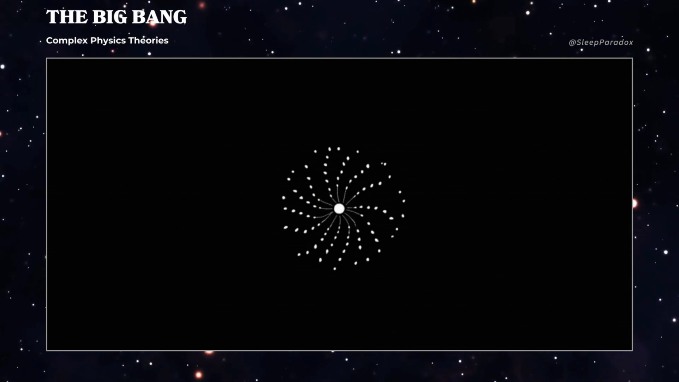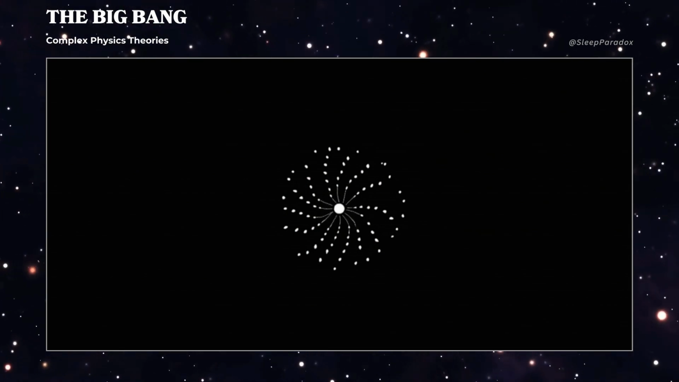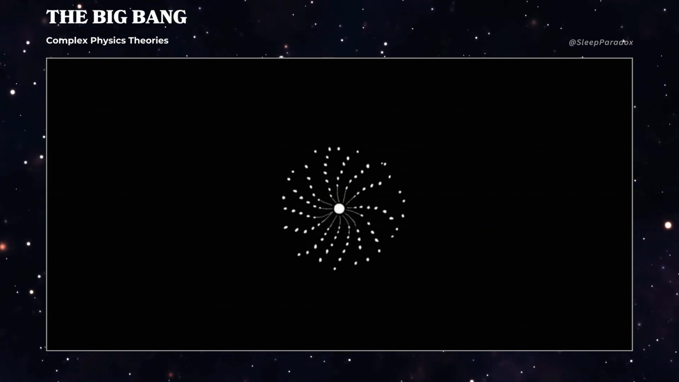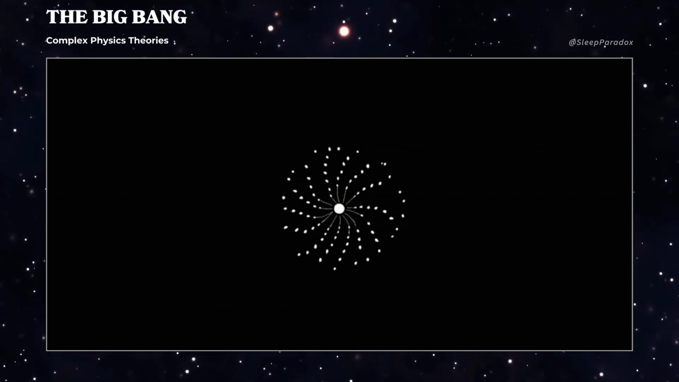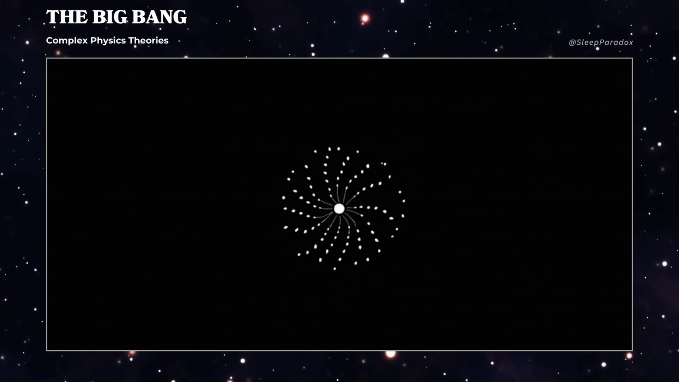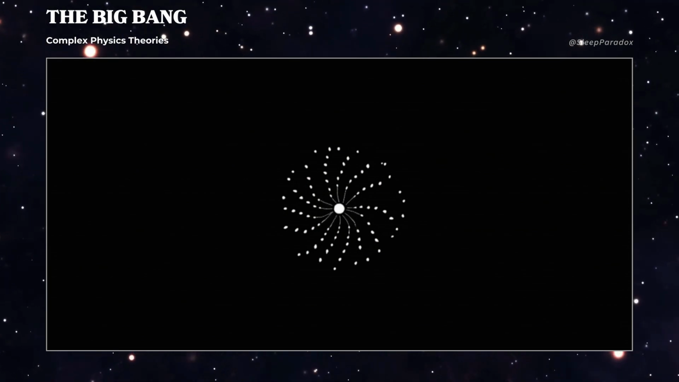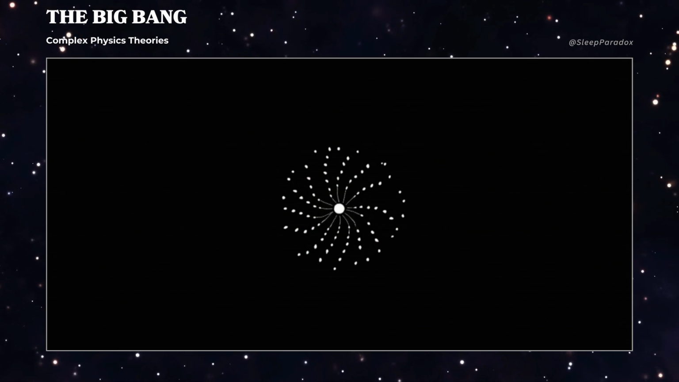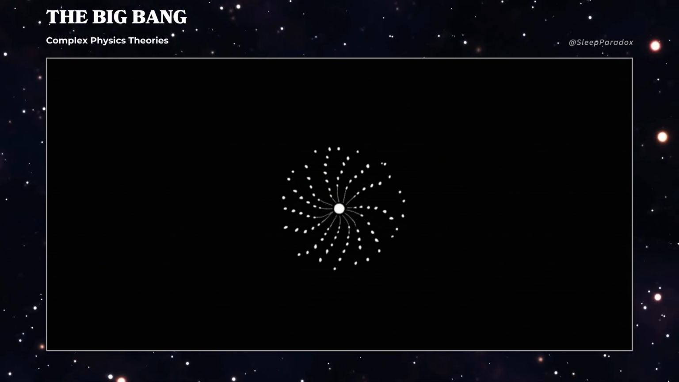Will the expansion go on indefinitely, or will it slow and reverse, culminating in a big crunch? Or perhaps, will it reach a cosmic standstill? While these questions linger, they serve as poignant reminders of the vast and dynamic universe we inhabit. A universe whose story began with the birth of time and space.